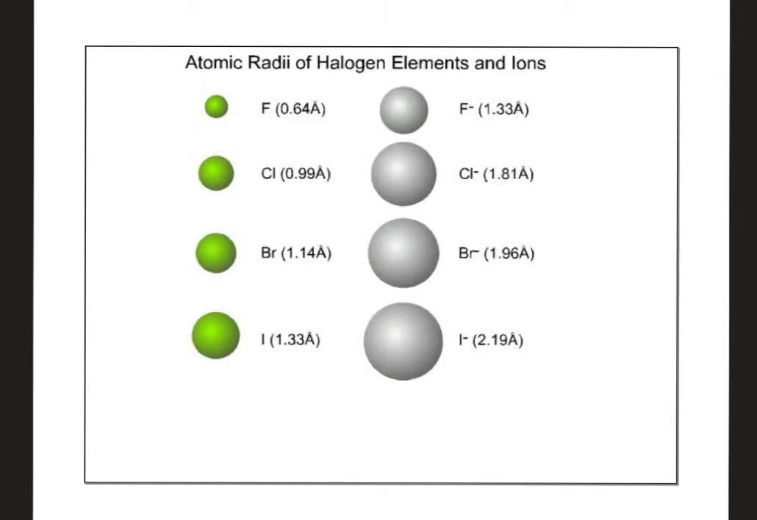Same idea here, but these are the halogens. So when I go down, we get larger because we're adding more energy levels, so there's more distance between the nucleus and the outermost electrons, making the atom larger. And then for a negative ion, a negative non-metal ion results from the addition of a valence electron, so there's increased electron-electron repulsion, so the electron cloud expands.